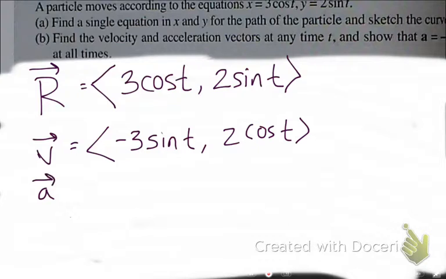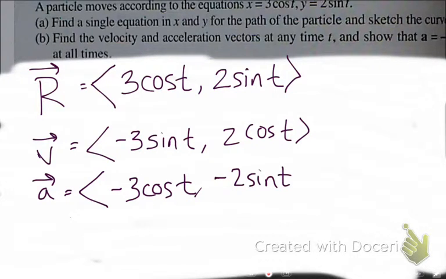And then the acceleration vector, what's the derivative of the velocity? Perfect. And? Good. The last part of that question says, show that a equals negative r at all times, and notice that it's true that this equals negative r at all times. So in this specific problem the acceleration vector is exactly the same as the position vector, just in the opposite direction.